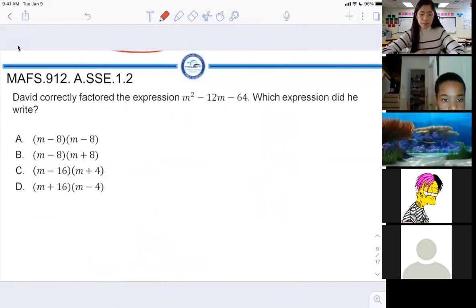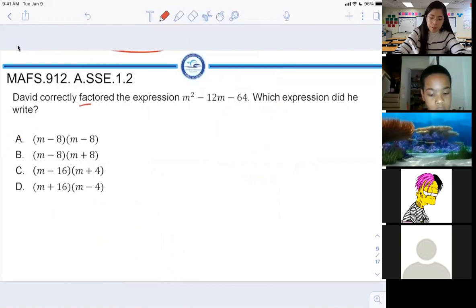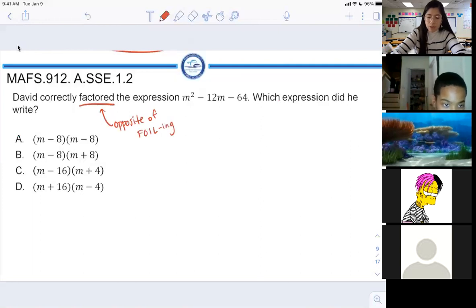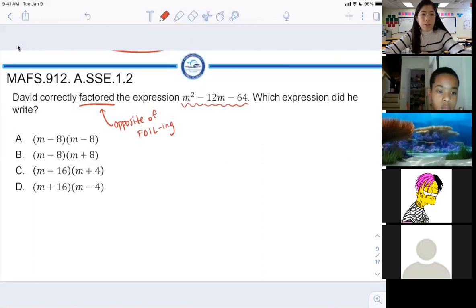Next up, here's a similar one. I want you guys to try this one now. David correctly factored the expression m squared minus 12m minus 64. Which expression did he write? So remember, factoring is the opposite of foiling. So he went from this to one of those options. You're trying to figure out which option is correct.